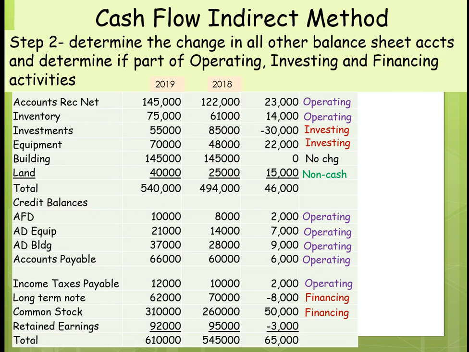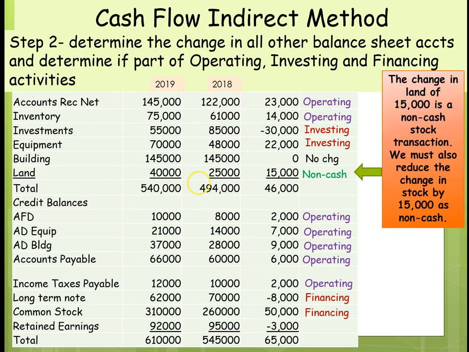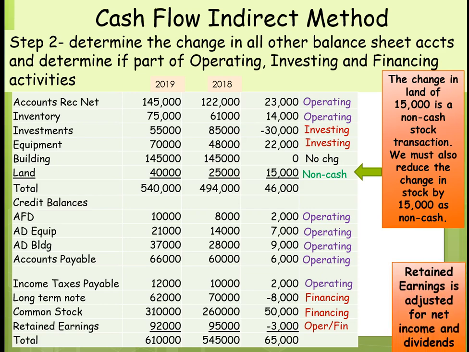It's non-cash because 15,000 was used of the common stock, and we have to remember also to reduce 15,000 from that common stock when we consider how much cash we generated from financing activities. Then we looked at retained earnings. Now, retained earnings is always a combination. It includes net income less any dividends, which would be part of financing activity.